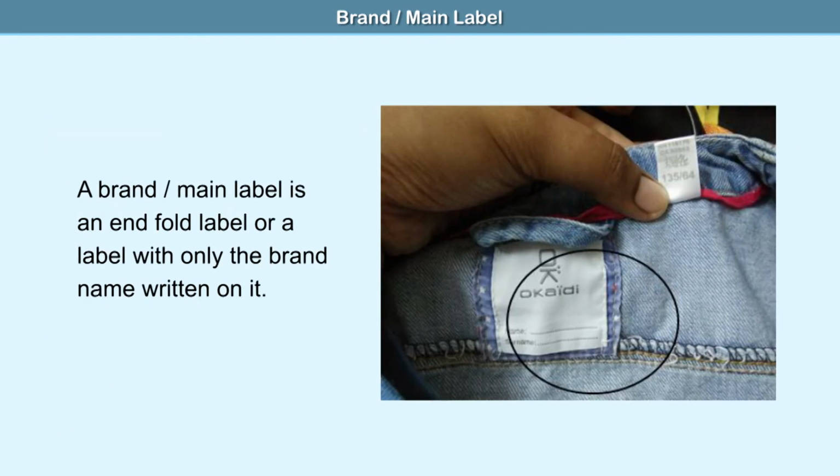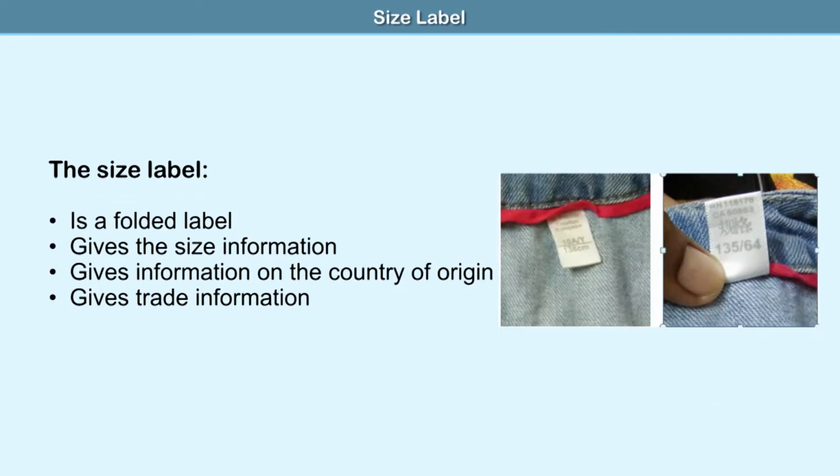The brand or main label is an end fold label or a label with only the brand name written. The size label is a folded label. It gives the size information. It gives information on the country of origin and it gives trade information.